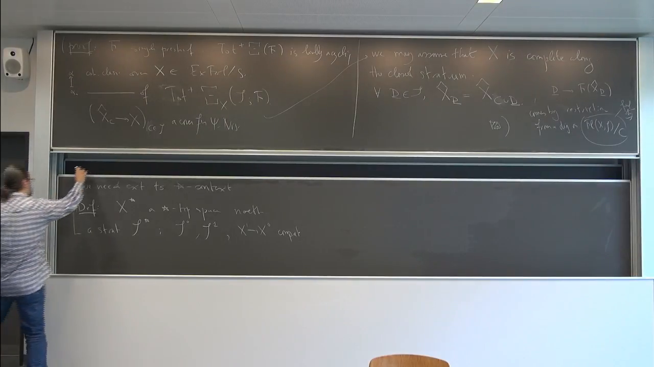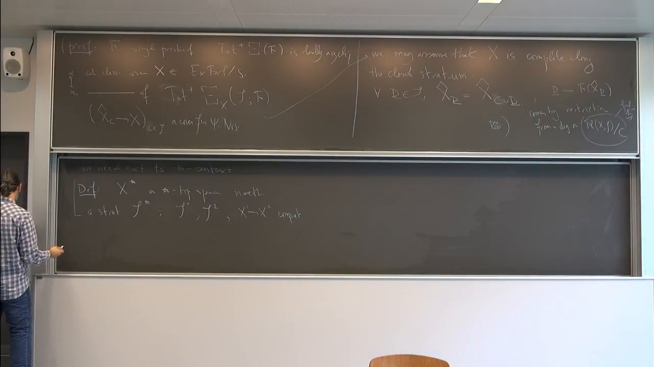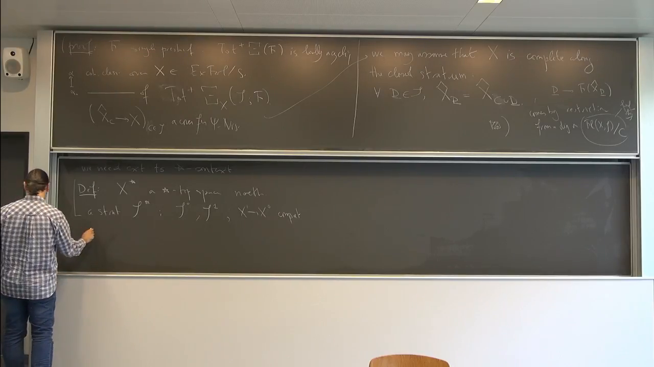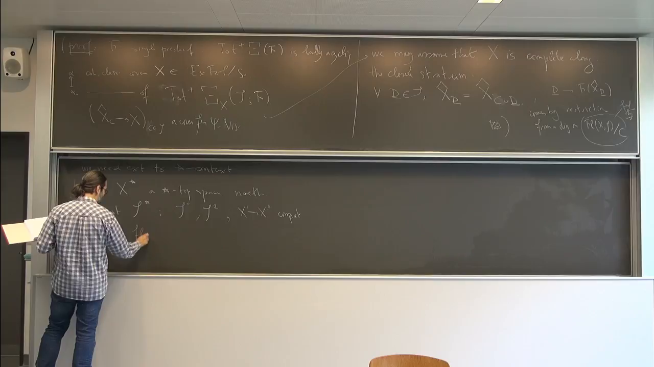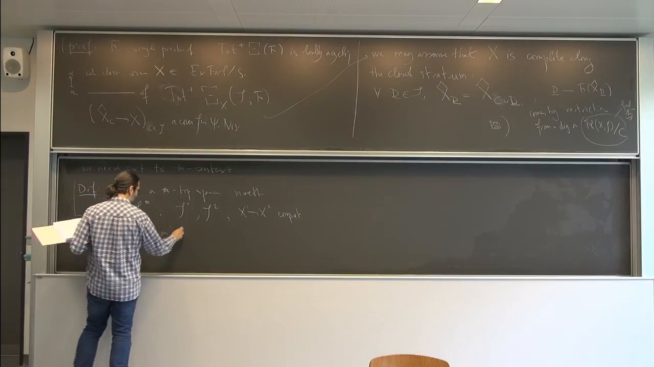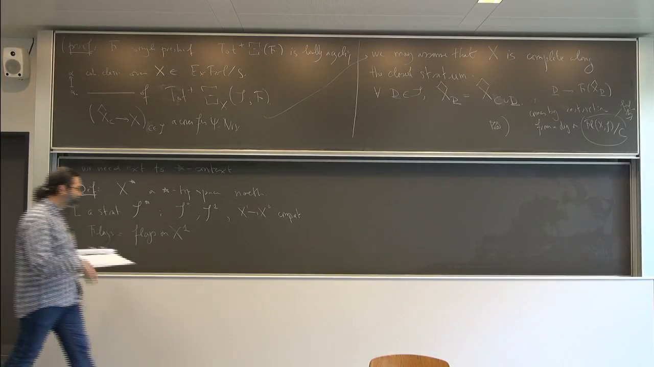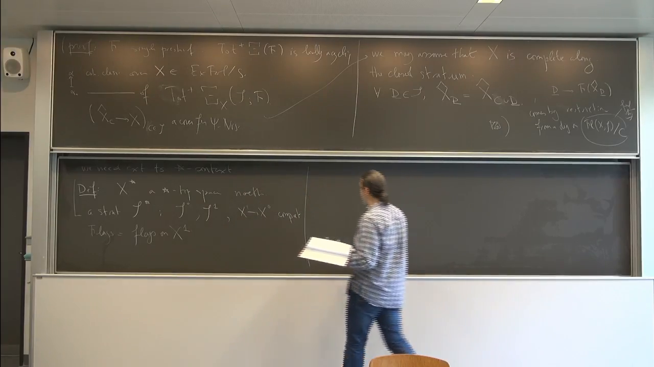Then, what are the flags in this context? Flags are usually just flags on X1. And it is clear why we don't need to specify a flag on X0, because a flag on X1 determines a flag on X0. And there is the same construction as before.